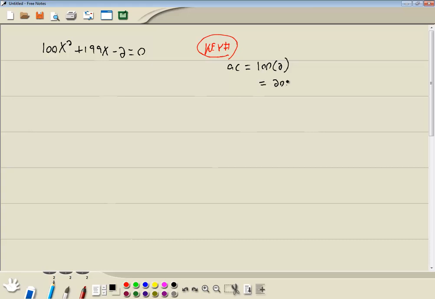100 times 2 is 200. And we'll come up with our 3 columns. We're going to write down all products that give us 200. We got 1 times 200, 2 times 100, 4 times 50, 5 times 40, 6 no, 7 no, 8, actually, let me think about 6. 6 no, 7 no. Okay, 8 I think.